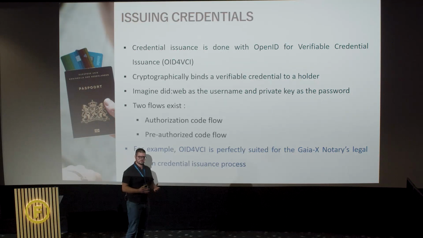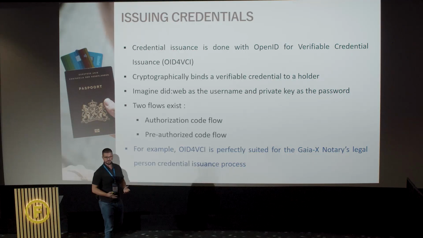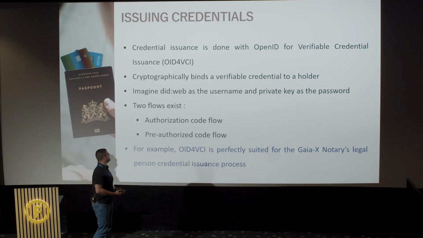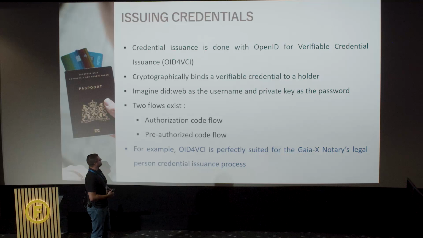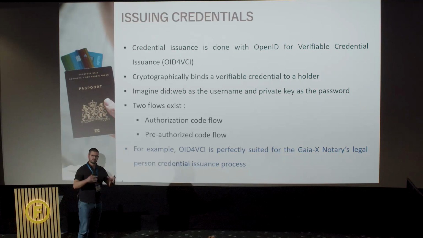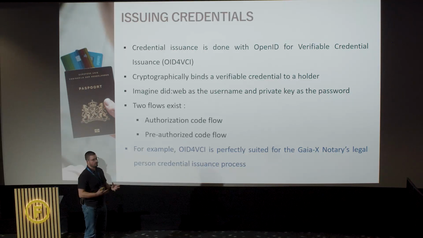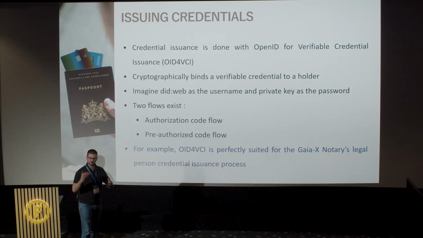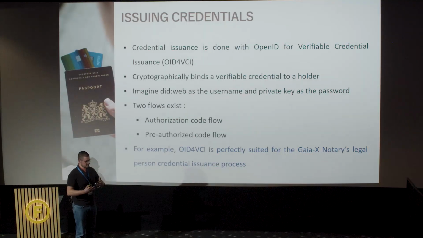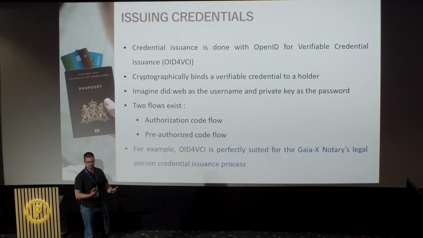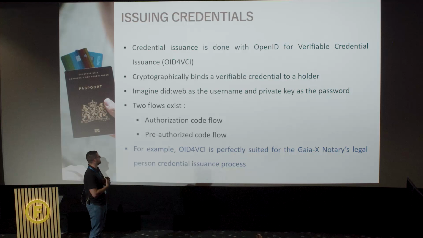So we're going to start with credential issuance. So this one is OpenID for verifiable credential issuance. That's the specification. The goal is to cryptographically bind a verifiable credential to a holder. So for that, we're going to have to present proof. We're going to have to give all the information that's necessary to say, okay, I can get the protected resource, and it's going to be my resource, and nobody can change that.